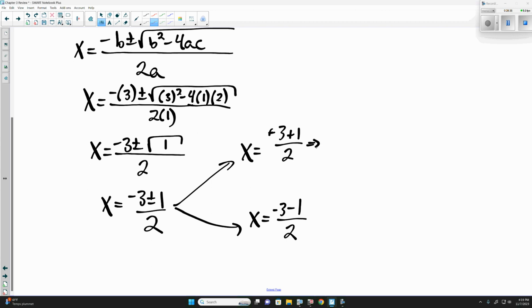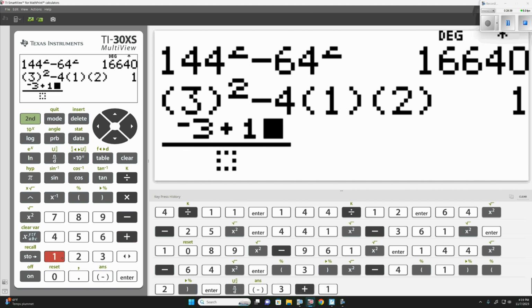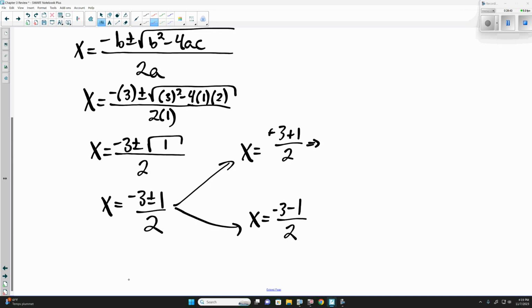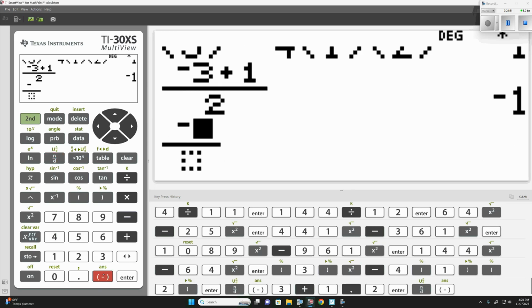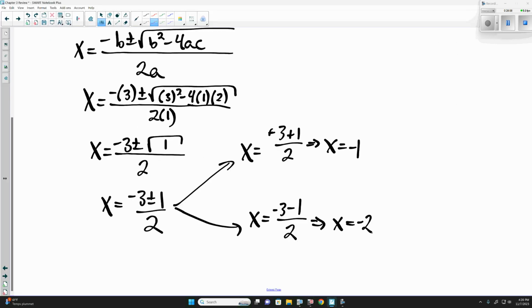And if we plug this whole thing in the calculator, fraction, negative 3 plus 1 over 2 is negative 1. So x is negative 1. We can do the same with our negative 3 minus 1. Fraction, negative 3 minus 1 all over 2 is negative 2. So we get this here. So again, that's another way we could do this.